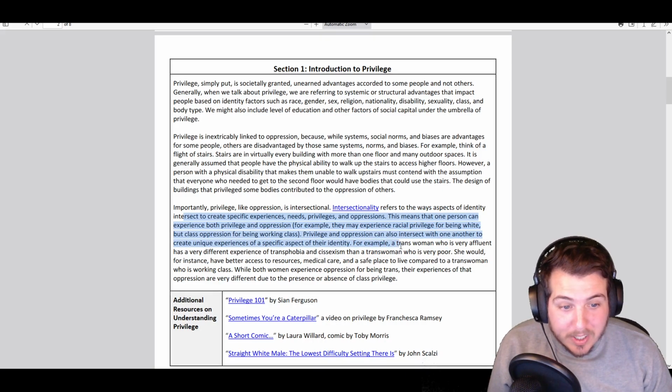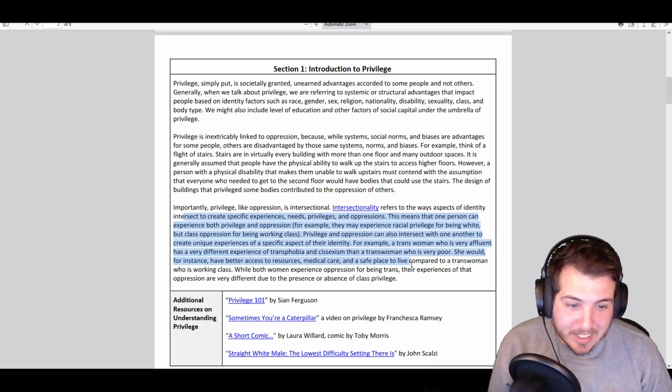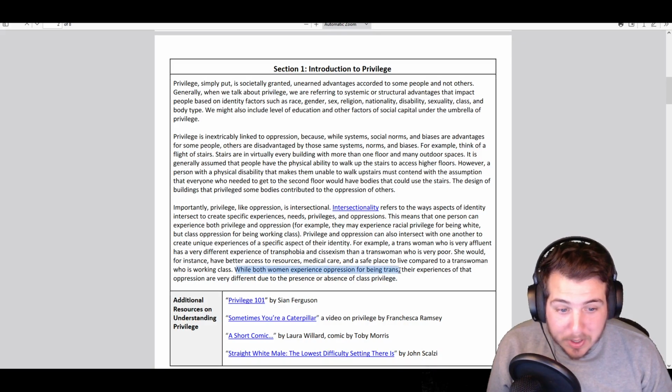For example, a trans woman who is very affluent has a very different experience of transphobia and cis sexism than a trans woman who is very poor. She would, for instance, have better access to resources, medical care, and a safe place to live compared to a trans woman who is working class. While both women experience oppression for being trans, their experiences of that oppression are very different due to the presence or absence of class privilege.